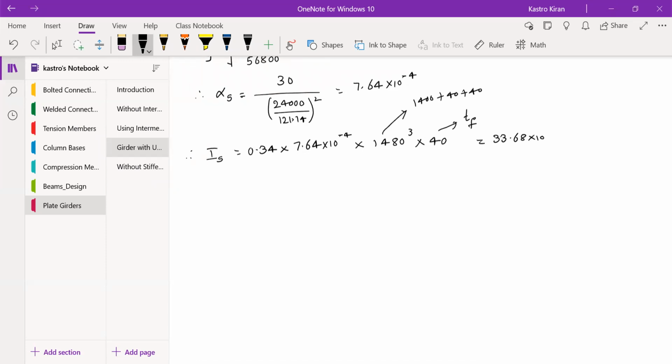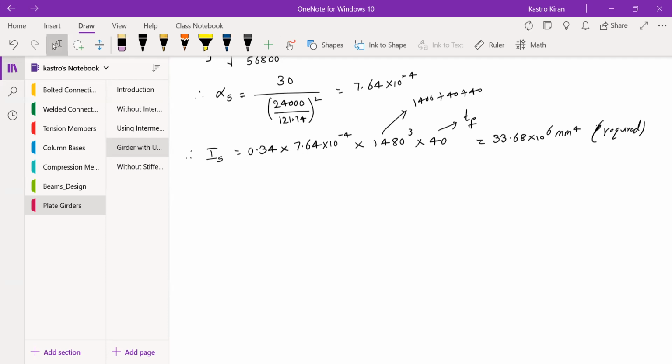33.68 into 10 power 6 mm power 4. Remember, this is the required value. So we have to check whether this is within the safe limits or not.